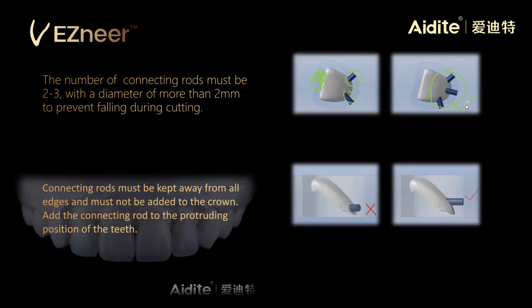And the connecting rows must be kept away from all the edge parts, not like this, because if we put the connecting rows too close to the margin line, it's very easy to damage when we are grinding the connecting rows. So this part is right. We need to keep some space from the margin lines.